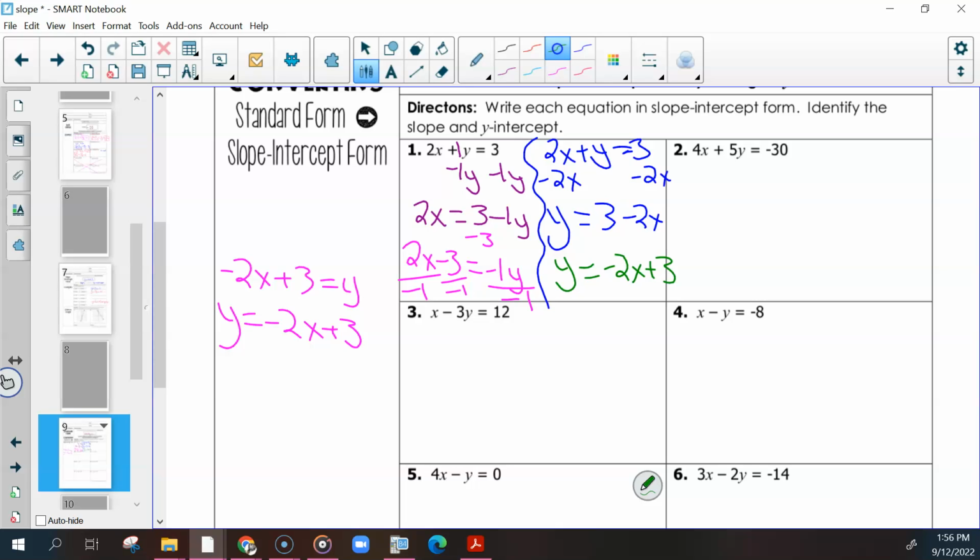We're going to do number 2. Anyone know the next step or the first step for that one? Minus 4. In this case, instead of waiting to switch it, I'm going to go ahead and switch the order now, so I don't have to worry about doing that later. So I'm going to put minus 4x and then minus 30.